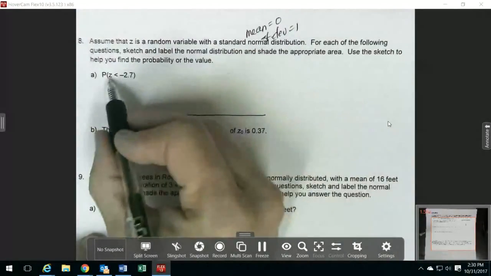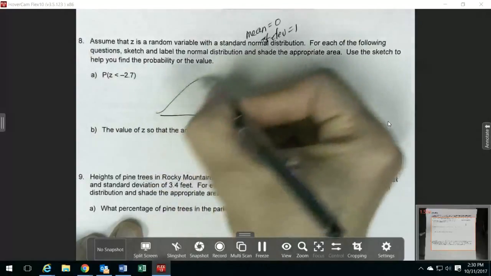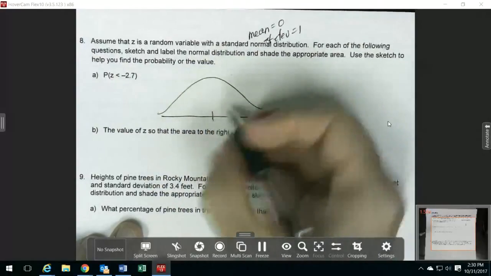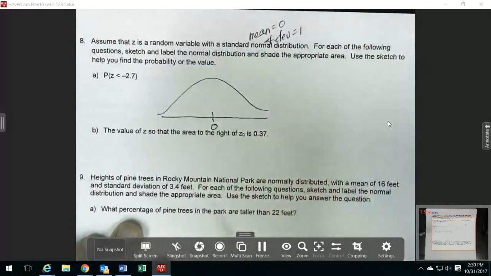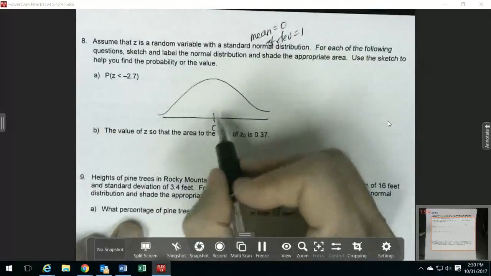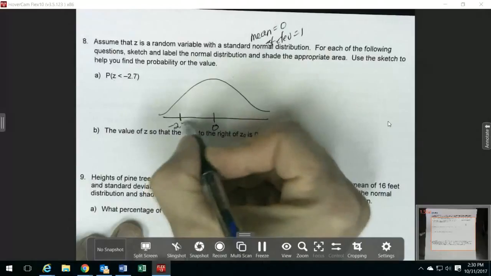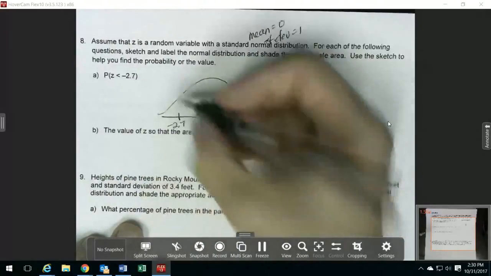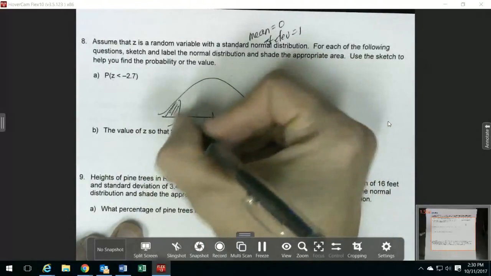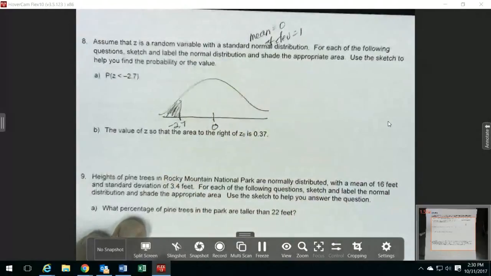Okay, so I'm trying to find the probability that z is less than negative 2.7. I'm going to sketch my normal distribution, just put the mean in the middle, and I'm going to put the negative 2.7 down here. Since this is pointing to the left, that means I'm interested in the area to the left.